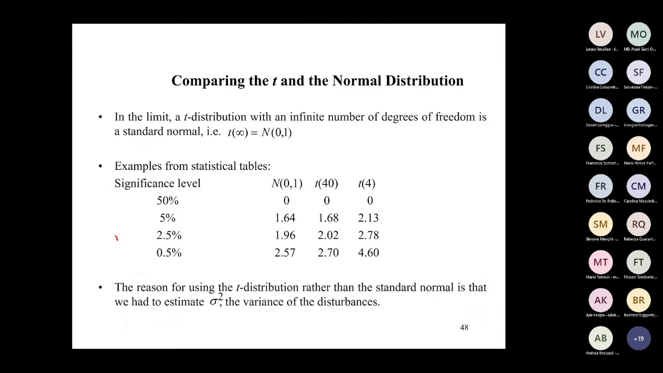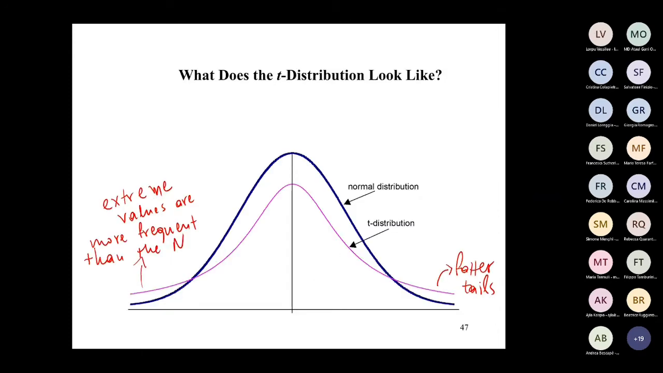What do extreme values mean? Extreme values mean that, for example, minus 4 or minus 5 or plus 4 or plus 5 is more likely to happen than the normal distribution thinks. When we say tails, we imply what is happening in the extremes.